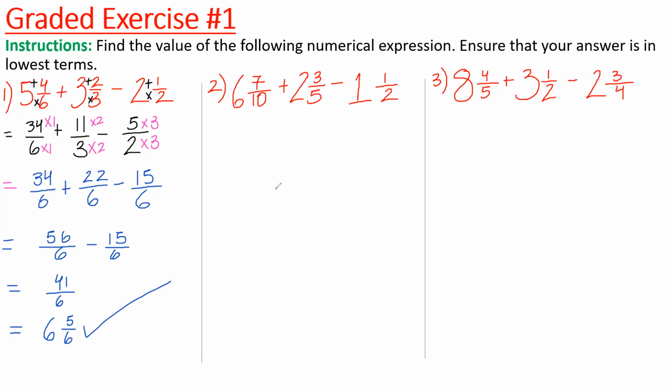If you got it right, please put a tick. If you got it wrong, please put an X. Go ahead, Gilbriana. Help me with number 2. I'm still working out the problem for number 3. Okay.